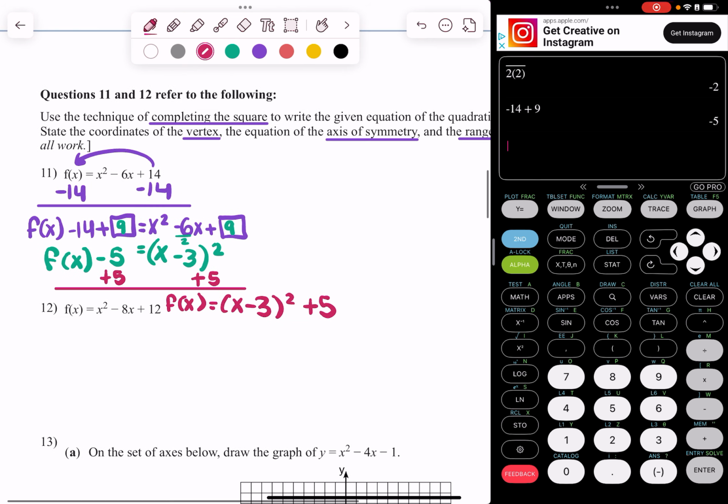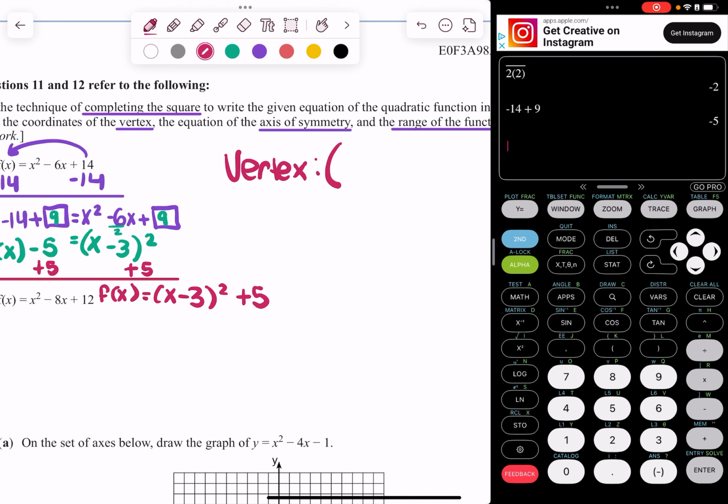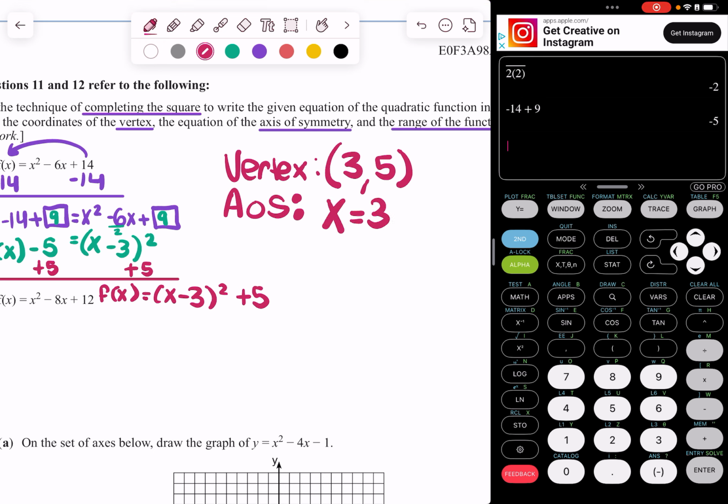And that is the vertex form of our graph. So let's write down the vertex. The vertex is always first the opposite of what's in parentheses. So instead of negative 3, it would be positive 3. And then leave the positive 5 alone. Axis of symmetry, I'm going to label it AOS, is always x equals whatever your x number is. So x equals 3.